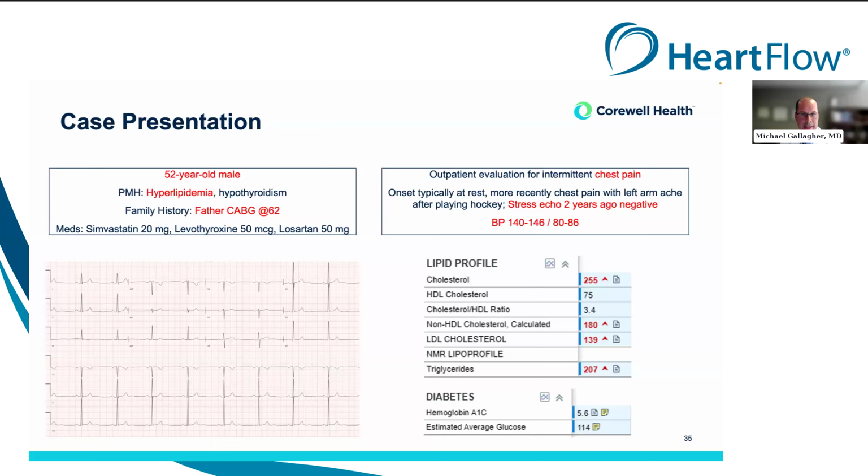His blood pressure was mildly elevated. His total cholesterol was 255. His LDL was 139, and his hemoglobin A1C was 5.6%. You can see his EKG, fairly unremarkable, shown here.